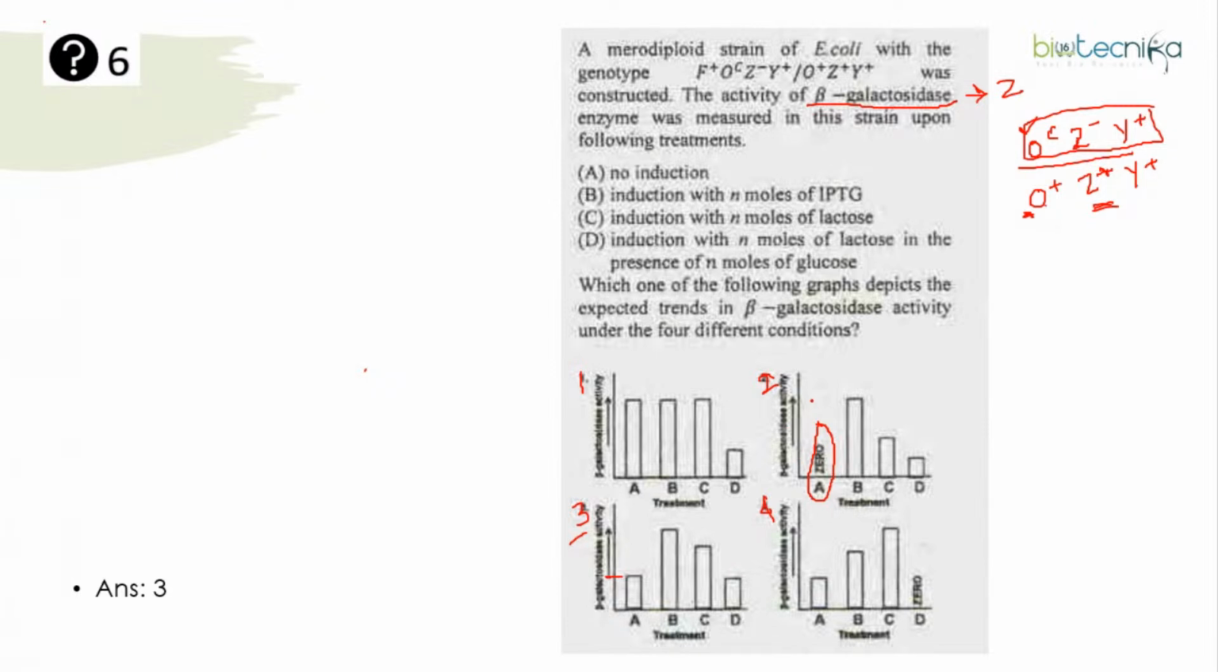So this makes graph 2 wrong, and graph 1 accordingly is also wrong, because you will not get such high expression of beta galactosidase. It is a leaky expression, so a tiny bit of expression you will get.